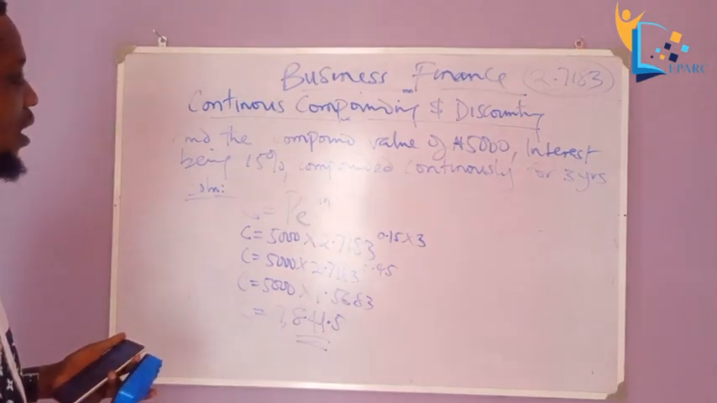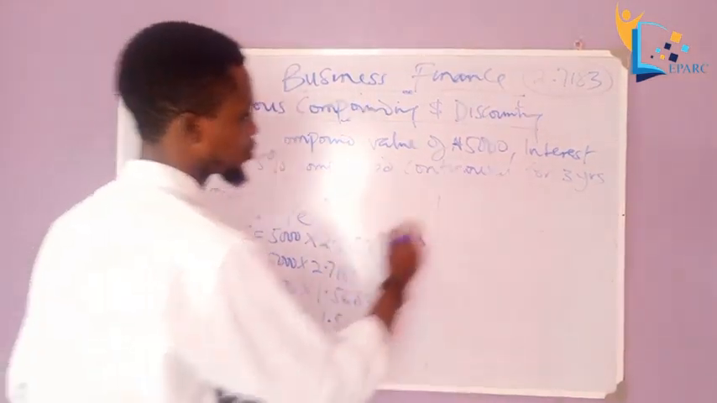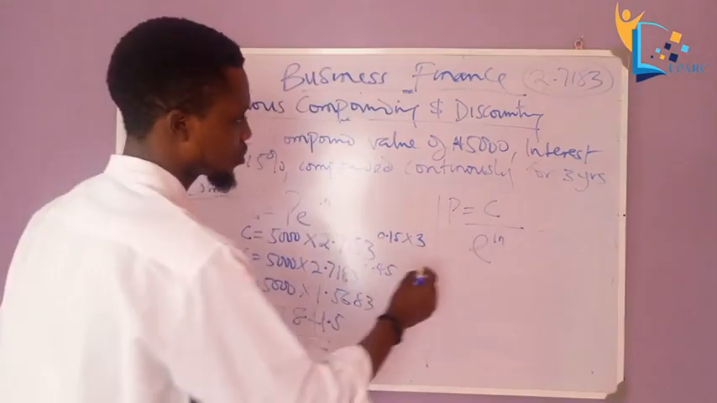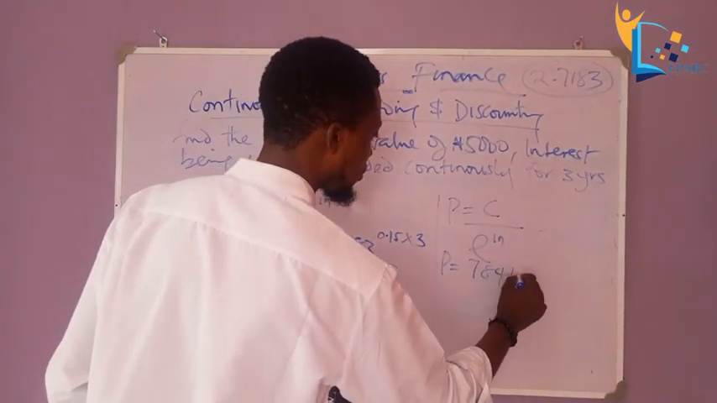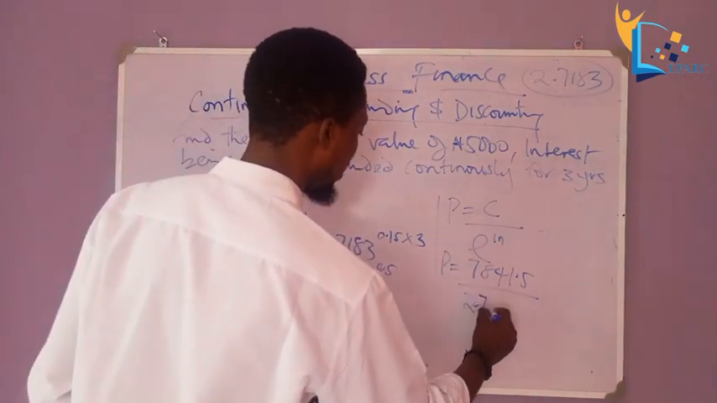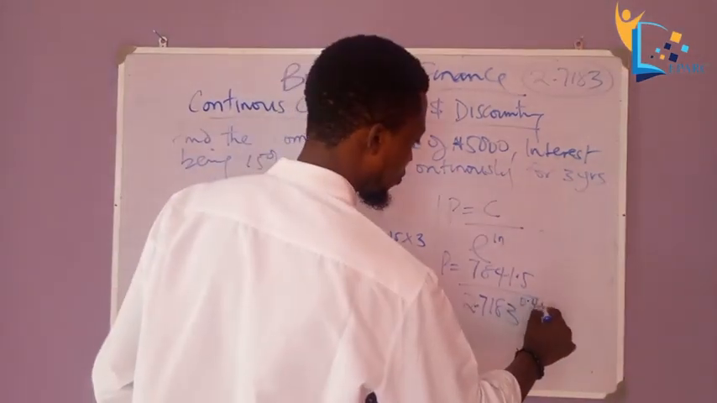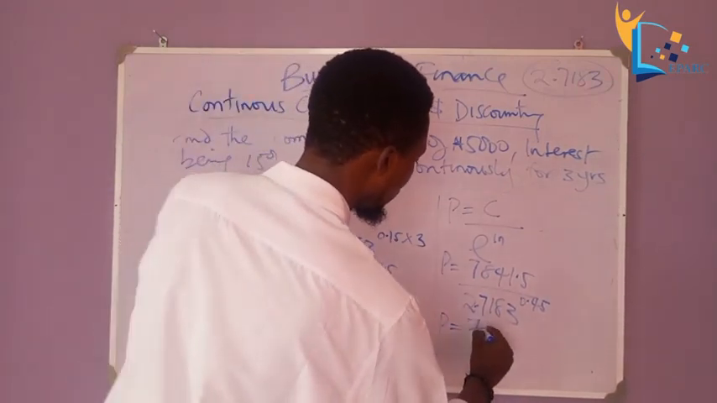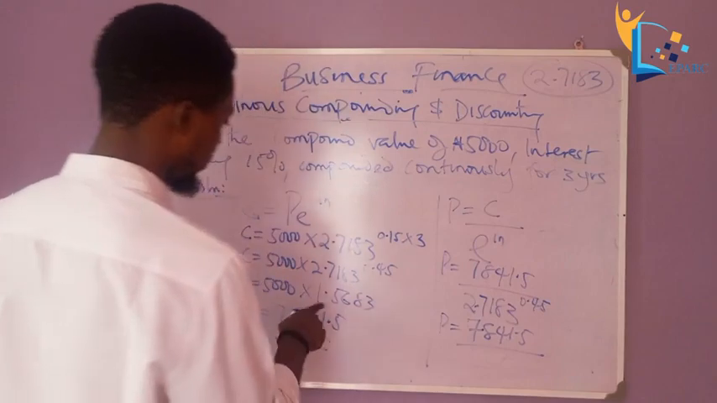Now, let's find the present value of this amount. So P is equal to compound value all over E raised to power IN. So present value is equal to our compound amount, 7,841.5, all over E, which is 2.7183, raised to power IN, here 0.45. So P is equal to 7,841.5 all over this raised to power, which is giving us 1.5683.